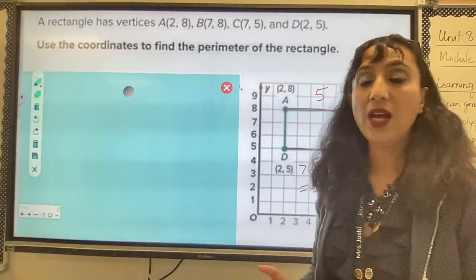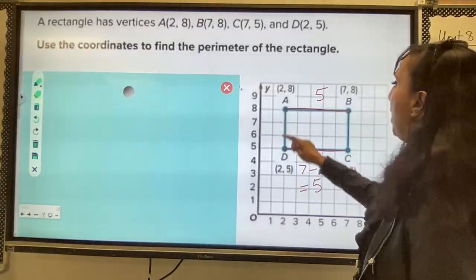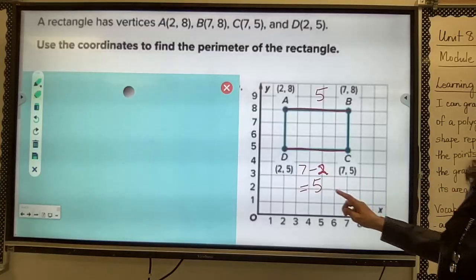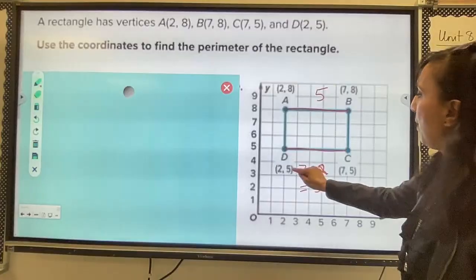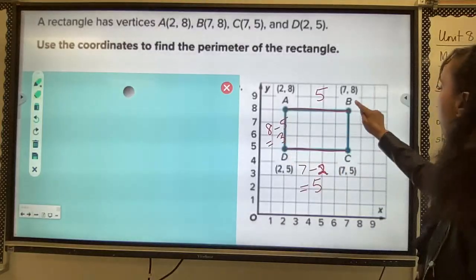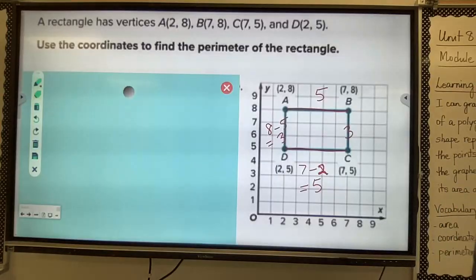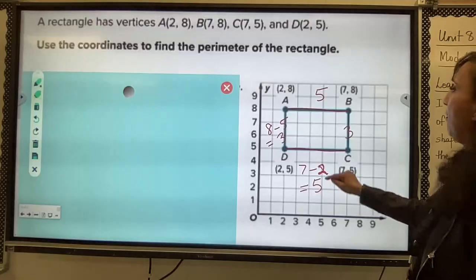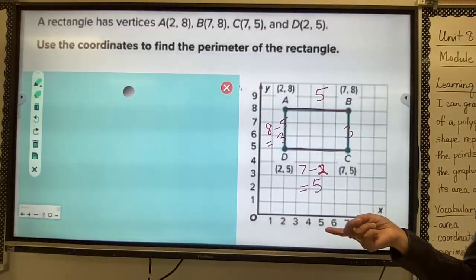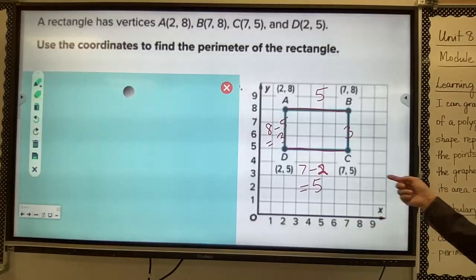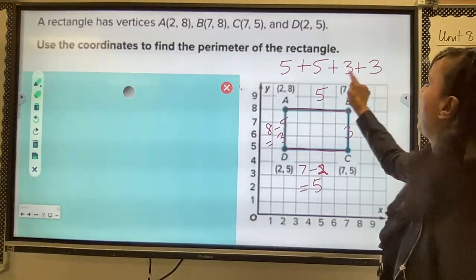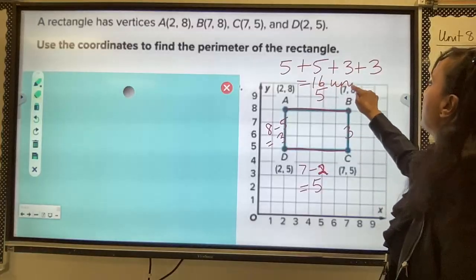And then I'm going to look at the vertical distance. And I know my x coordinates will be the same, but my y coordinates will be different. So if I'm looking at the length of AD, it's going to be 8 minus 5, which gives me 3. If this is 3, BC is also 3. And now all I do is add them up. 5 plus 5, 10, and plus 6, which gives me 16 units. The rectangle ABCD has a perimeter of 5 plus 5 plus 3 plus 3, which is 16 units.